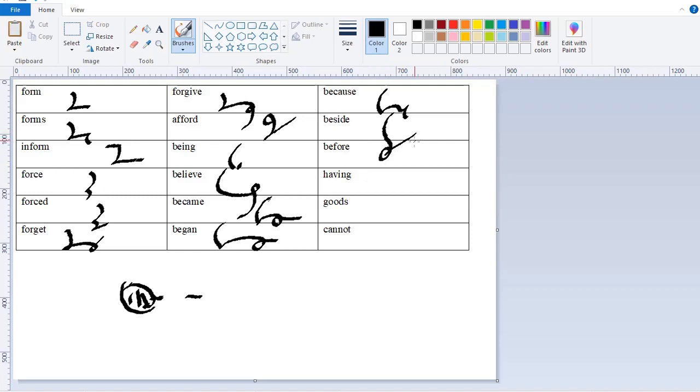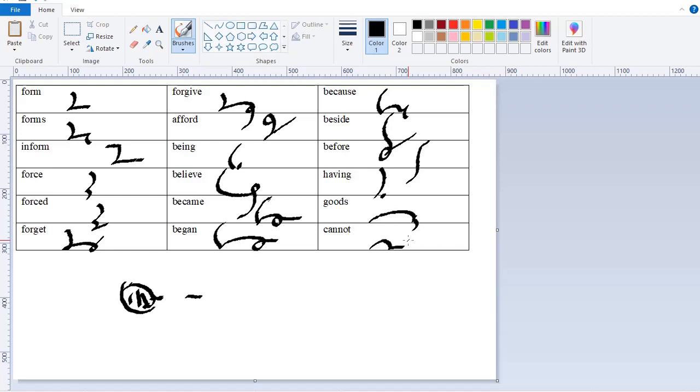Okay, next we have before. So we have B and then F, before. B and 4. So, before. Okay, so it's a brief form. It's a shortcut. Next, having. Having, we have, which is represented by your V stroke, and then we have your ing. Having. Next, goods. We have goods, which is represented by your G, and then we have your S. Next, cannot. Can, which is represented by K, and then not, which is represented by N. In and not have the same stroke, right, which is N. So, there you go.